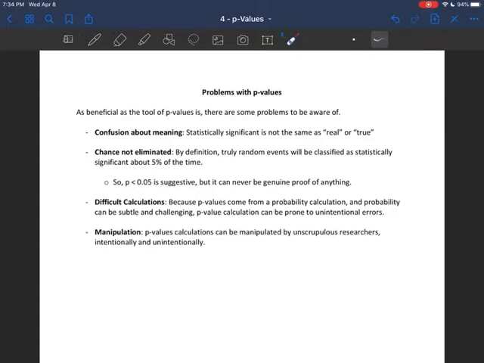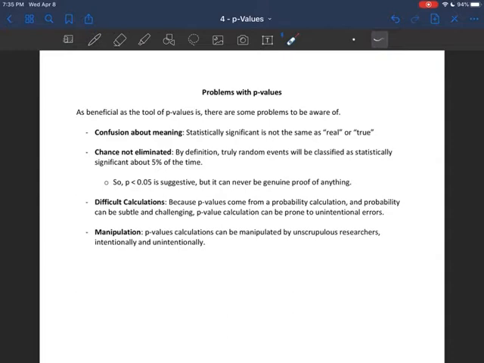A third problem is, of course, that these are based on probability, and probability is kind of challenging. The mathematics of probability can be quite confusing. It's subtle and challenging. So because p-value calculations require taking all of the various aspects of probability into account, it's not too hard to make a mistake. So unintentionally, errors can sometimes occur just on the mathematics side of things.